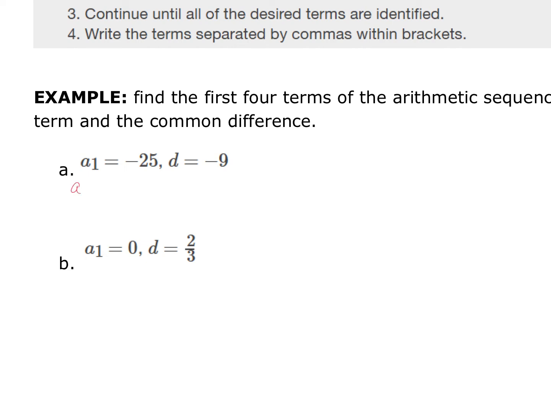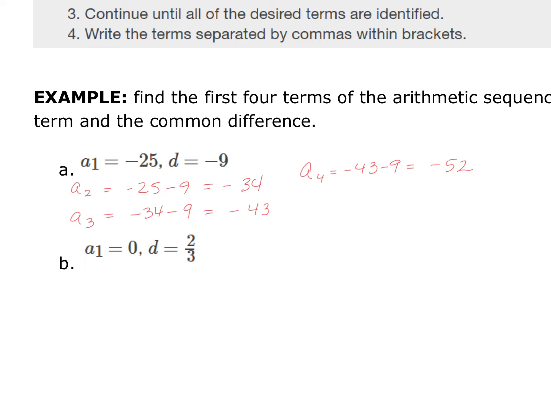So in my first example, I have the a sub 1, which is -25, and my d is -9. So my next term would be a sub 2, and this is going to be -25 minus 9, which gives me -34. My a sub 3 would be the previous term, which is -34, and then subtract off the difference again. And this gives me -43. And then my last term, a sub 4, would be the previous one, which is -43 minus 9 more, which gives me -52. Now, the other way I can do this is build the arithmetic sequence, but we're not quite there yet. We'll get there.